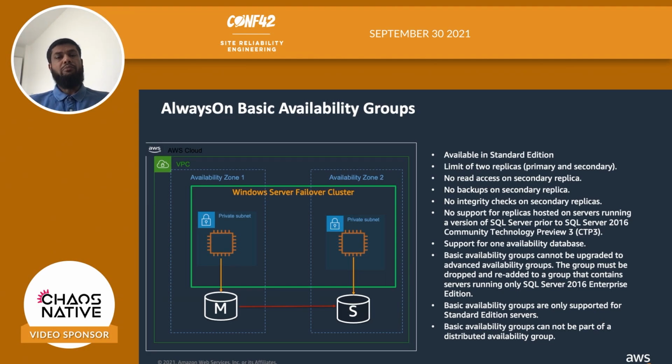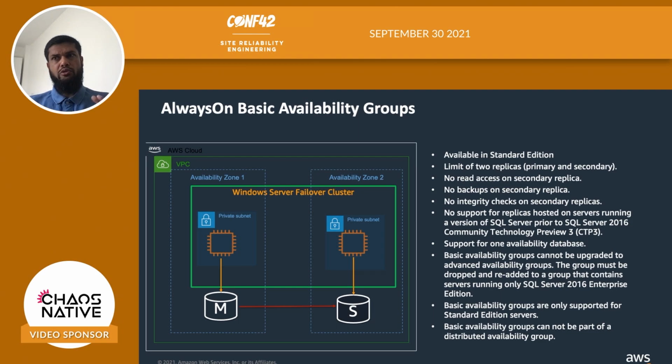And basic availability groups cannot be part of the distributed availability groups, which we'll cover in a slide or two. So basic availability group, just think as one database. In the availability groups, it's just another mirroring setup, but underlying we are using independent storage copies and a failover clustering technology to be able to facilitate the failovers from one server to the other server.